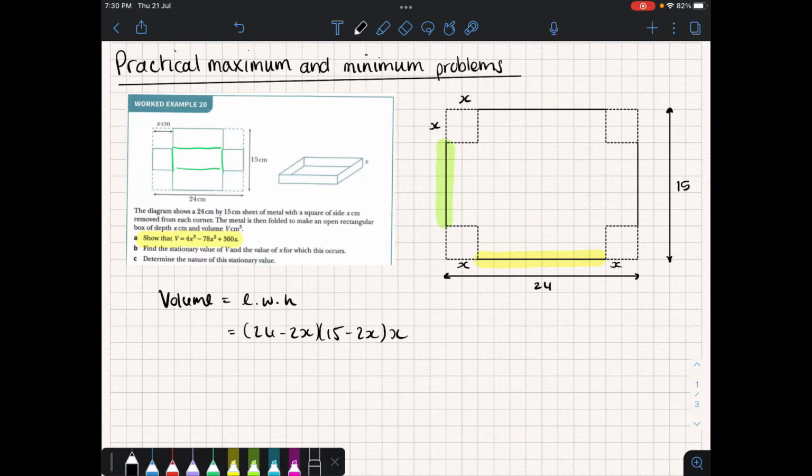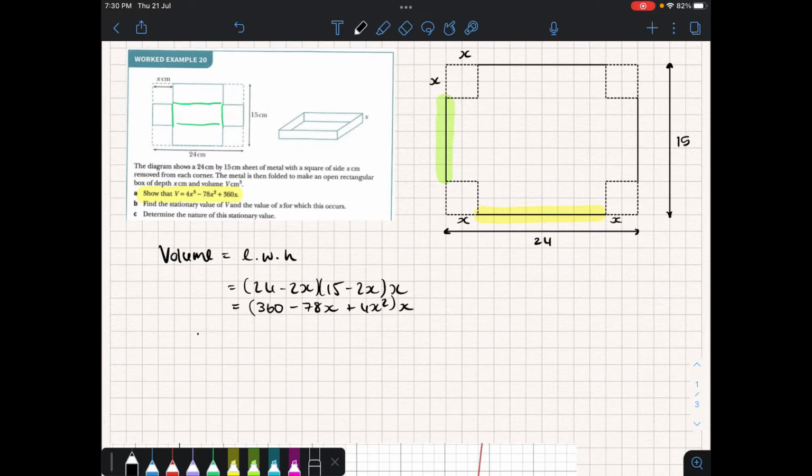And so we can just multiply out this quadratic, and we will get 360 minus 78x plus 4x squared. And then we have this x on the outside, which we can multiply in, and we can just rearrange the formula. So we'll get the volume equal to 4x cubed minus 78x squared plus 360x as required. So here we have an equation that describes the volume of this box as we change the value for x, and it's modeled after a cubic equation.